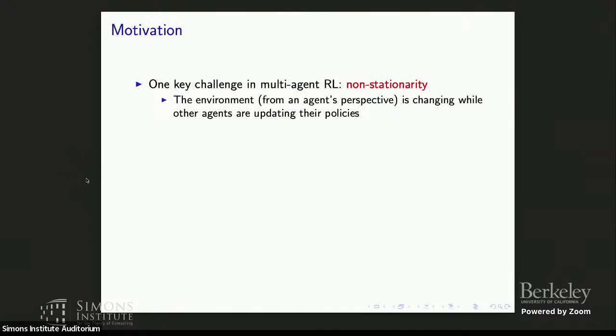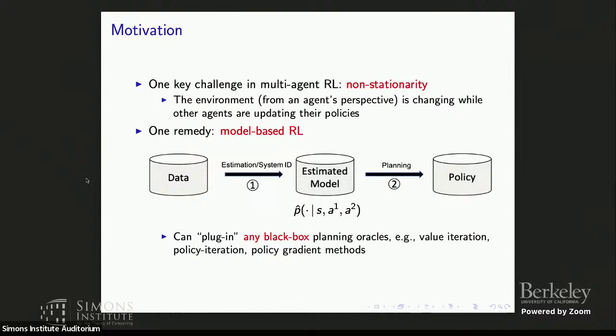One key challenge in multi-agent RL is non-stationarity, because from one agent's perspective, the environment is changing while other agents are adapting their policies. One possible remedy is to use a model-based approach, where we have a bunch of data and use the data to estimate a model of the game. Then we do any kind of black-box planning to find a good policy on this estimated model. By model here, we mostly mean estimating the transition dynamics, P hat.